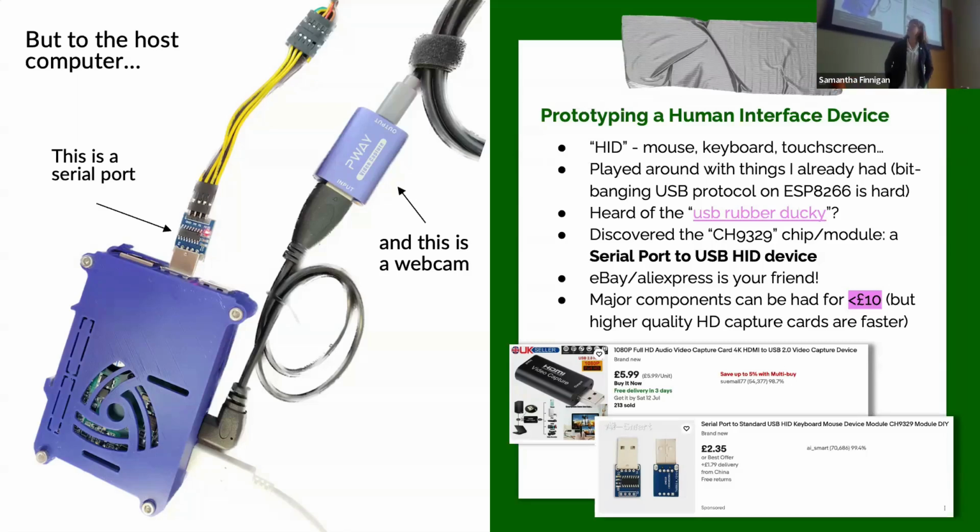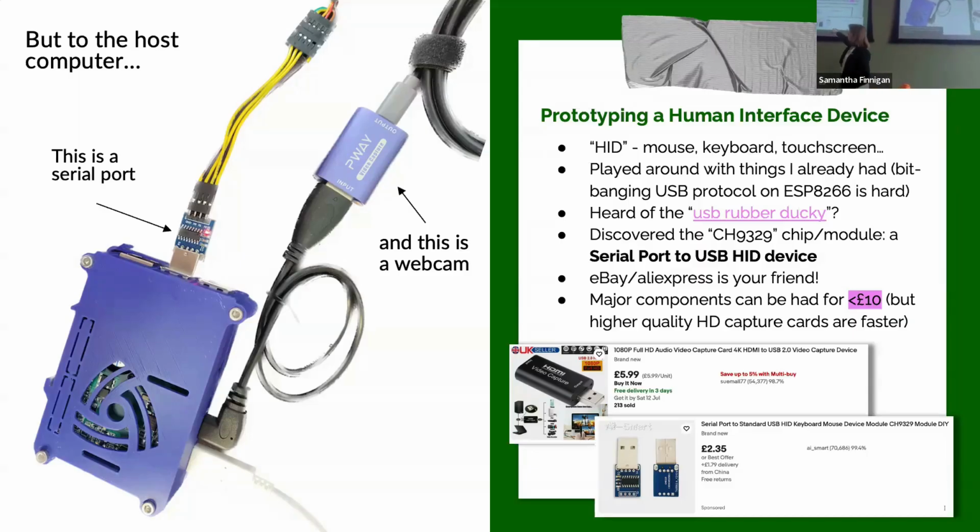So I was sort of thinking about that, and I did some searches for things which might be able to do this, and I came across this CH9329 chip module, which is like a serial port to USB HID device on a single module. And for this, eBay and AliExpress are the perfect places for getting your first development hardware together. And you can get the major components of this for less than a tenner.